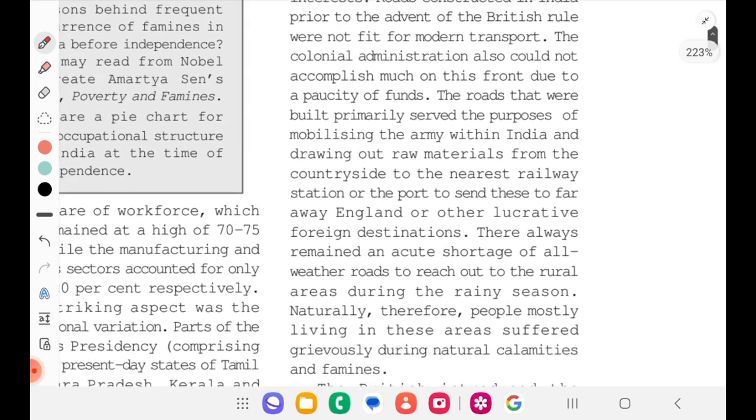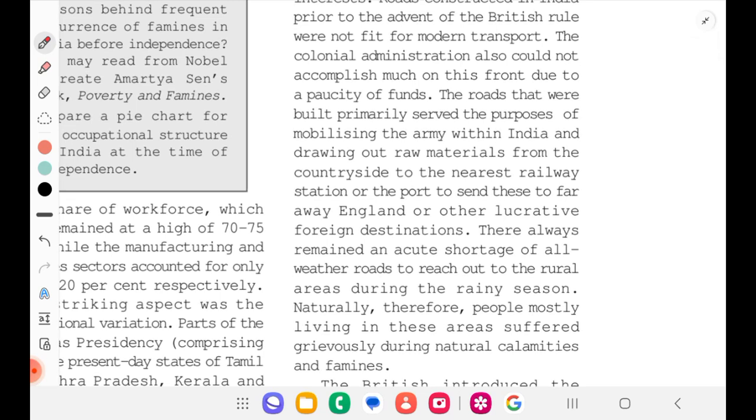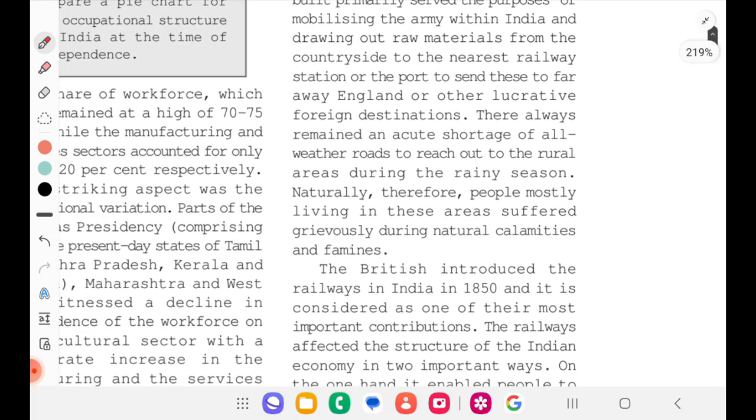The roads that were built primarily served the purpose of mobilizing the army within India and drawing out raw materials from the countryside to the nearest railway station or the port to send these to faraway England or other lucrative foreign destinations. There always remained an acute shortage of all-weather roads to reach out to the rural areas during the rainy season. Naturally, therefore, people mostly living in these areas suffered grievously during natural calamities and famines.